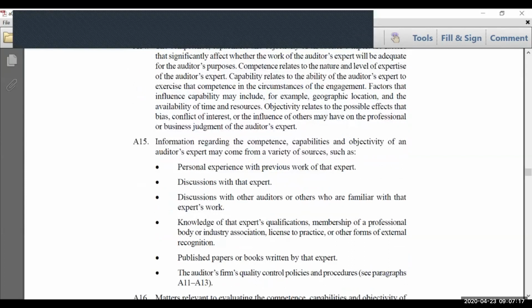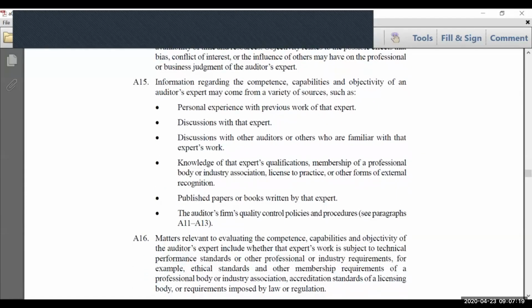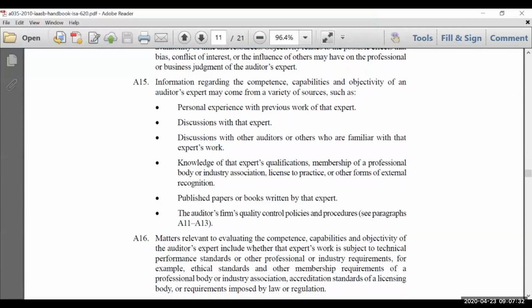Now, what do we consider? I think we have mentioned all this under ISA 500: information regarding the competence, capability, and objectivity of an expert. Their personal experience, the previous work of that expert, discussion with that expert, and discussion with other auditors regarding how the expert you want to hire delivers. So get this from other auditors.